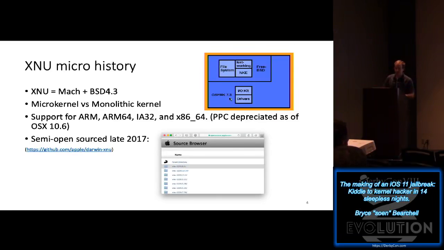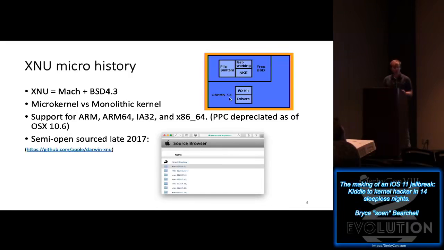They took this microkernel. Mach is a microkernel. It's super small, barely does anything, but does it very efficiently. And then they duct taped FreeBSD onto it to get all the functionality of FreeBSD. And it supports all those architectures listed up there. They dropped PowerPC because they don't make PowerPC machines anymore, which is fine.